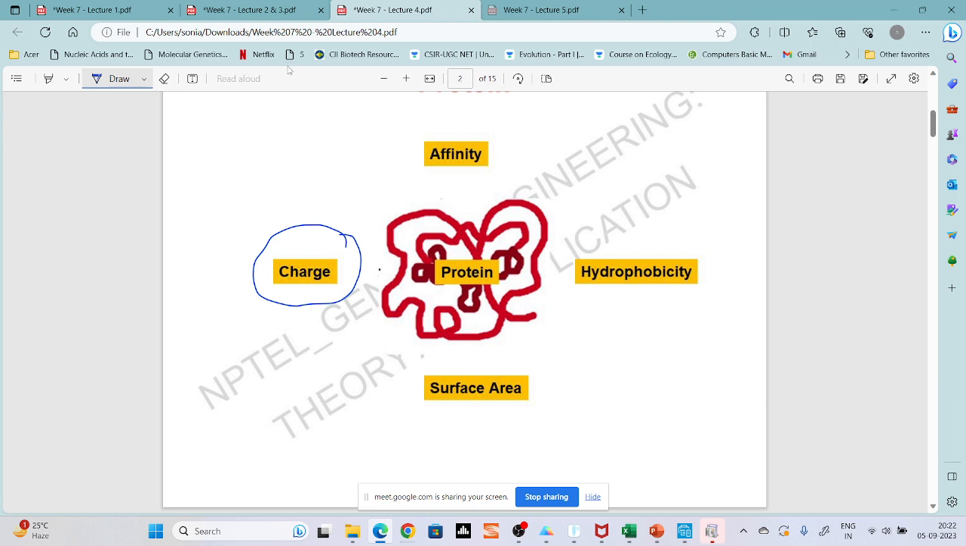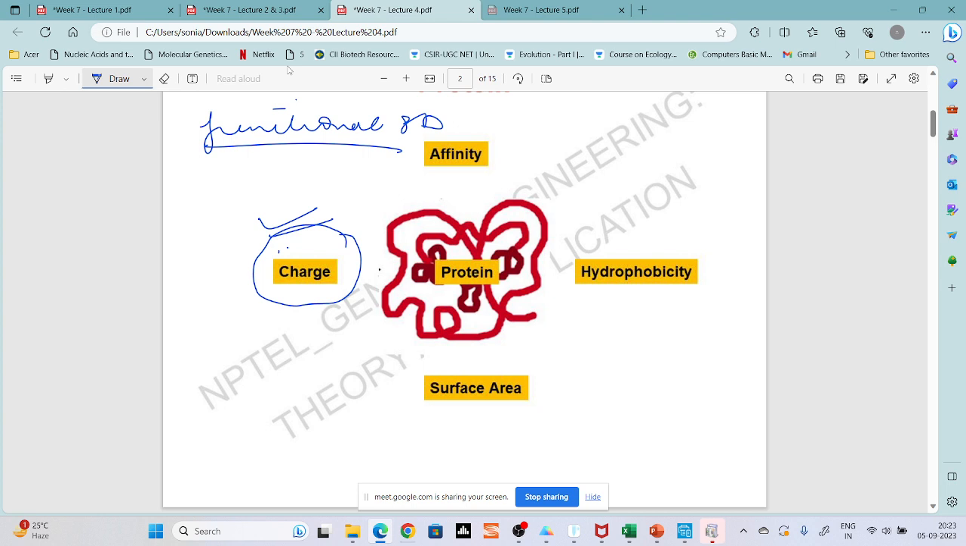So every property of protein, the distinguishing properties of protein, or the difference in the property of protein, is because of the functional groups which are attached to the proteins. The functional groups carry the charges. The functional group determines the affinity of the protein to other molecules. So first thing is charge. Second thing is hydrophobicity.